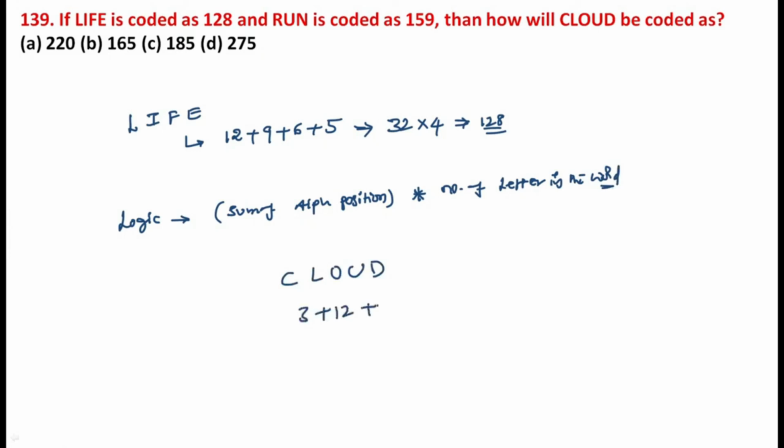So 3 plus 12 plus 15 plus 21 plus 4. So 21 plus 4, 25. 25 plus 15 is equal to 40. Plus 12 is 52, plus 3 is 55. So 55, which is multiplied by 5. Why? Because there are 5 letters here. The answer is 275.